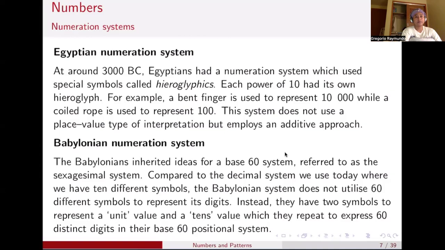Next is the Babylonian numeration system. The Babylonians inherited ideas for a base 60 system, referred to as the sexagesimal system. Compared to the decimal system we use today, where we have 10 different symbols, the Babylonian system doesn't utilize 60 different symbols to represent its digits. Instead, they have two symbols to represent a unit value and a tens value, which they repeat to express 60 distinct digits in their base 60 positional system.